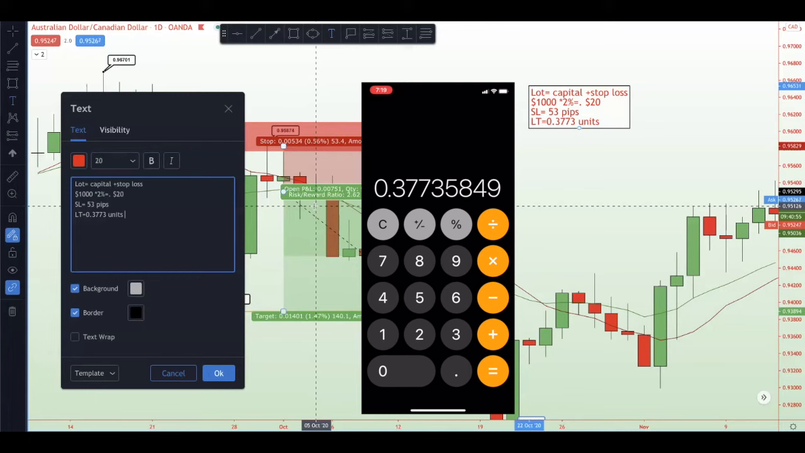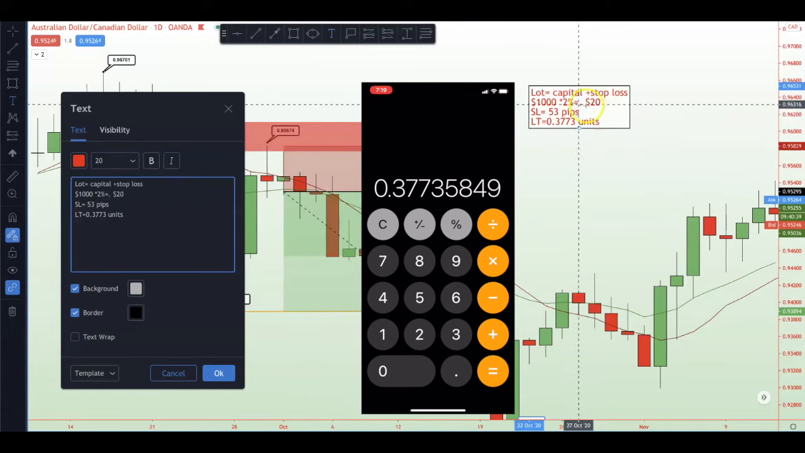You'd say, I want to use 0.03 or 0.04, because it's not going to allow you to put in the extra digits. However, there are some cases where some brokers will allow you to put in the full amount. That way you're going to risk exactly $20, no more and no less.